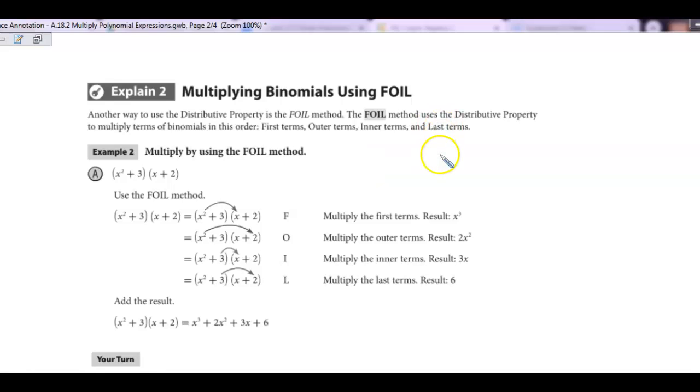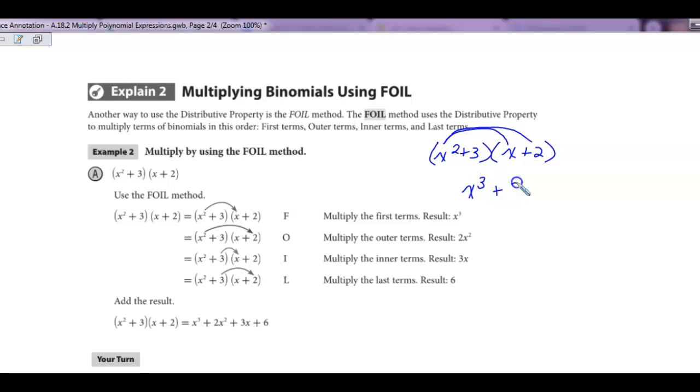So when we have x squared plus 3 times x plus 2, what we're doing is we're multiplying x squared times x, and that's x to the third power. Then we're multiplying outside, 2 times x squared. Then we're multiplying inside, and we get 3 times x. And then we have our last, which is 3 times 2, which is 6. Okay.